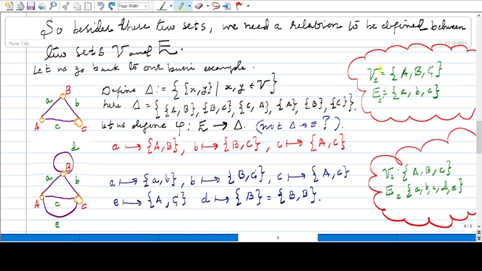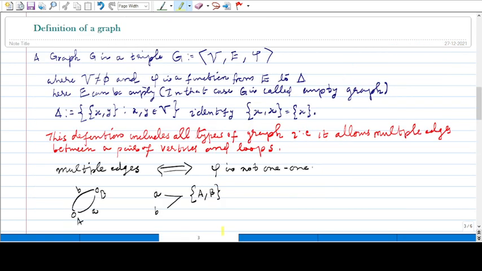In this case, the vertex set would be ABC and E1 is just small a, b, and c. Here I have the second example, where the vertex set is ABC and the edge set is small a, small b, small c, d and e. So this is the general idea about how to define a graph. So a graph G is a triple. What is the triple? Vertex set, edge set, and phi.